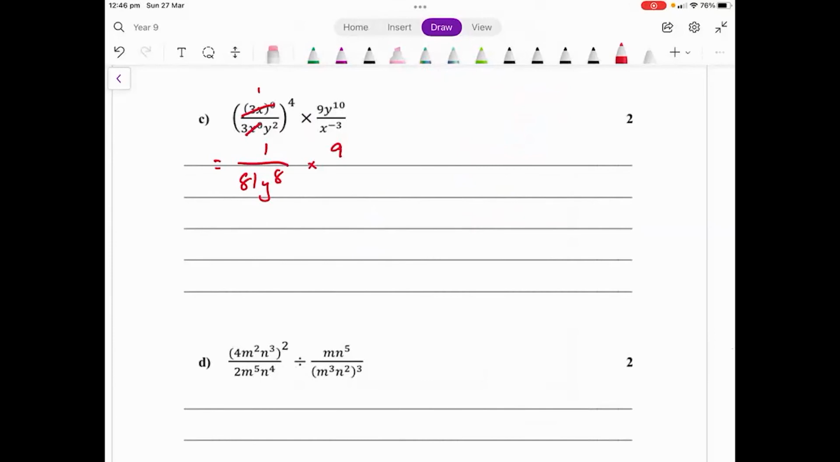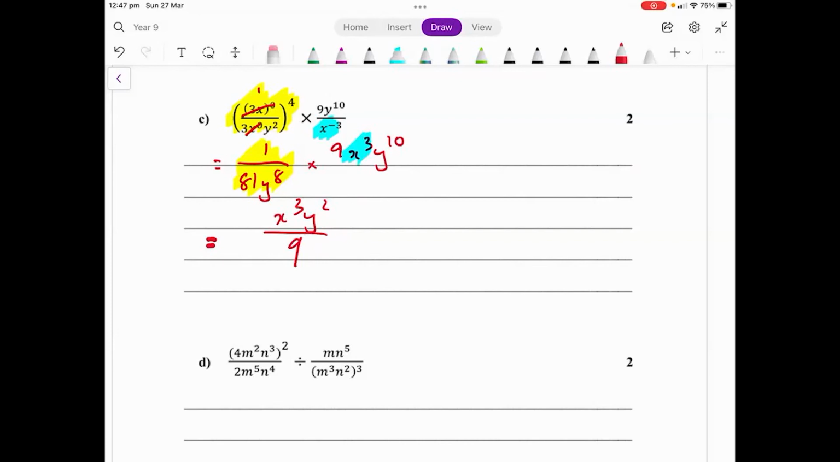On the right hand side, we leave 9 and y to the power of 10 alone, and we need to write x to the power of 3 as a positive. So that moves from the denominator to the numerator. And finally, to clean it up, 9 over 81 becomes 1 over 9, and for x, we leave it alone. There's only one set of x's. For y, we do 10 minus 8 for the powers, and we get y squared. Final answer, x cubed y squared over 9.